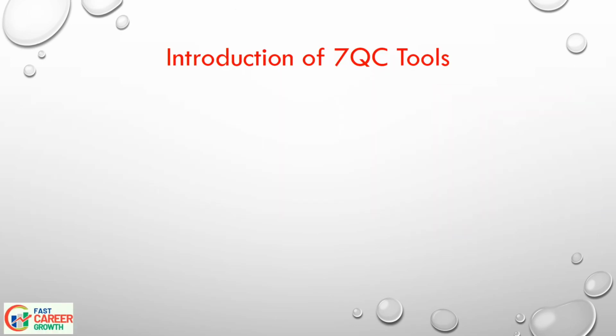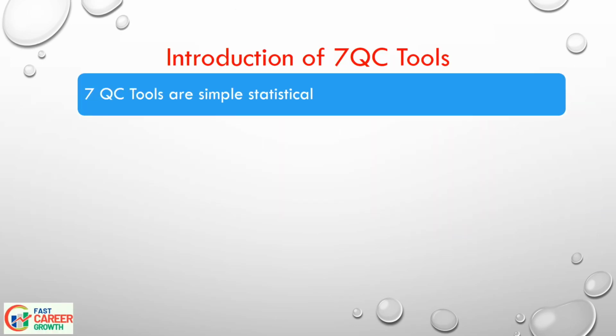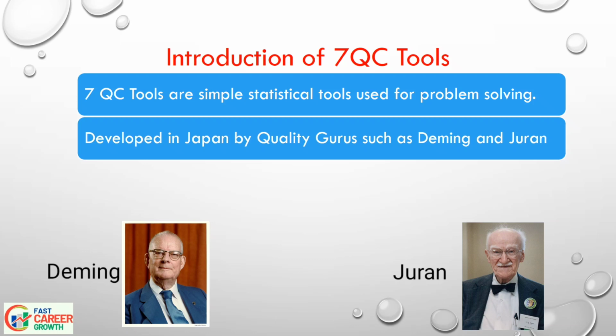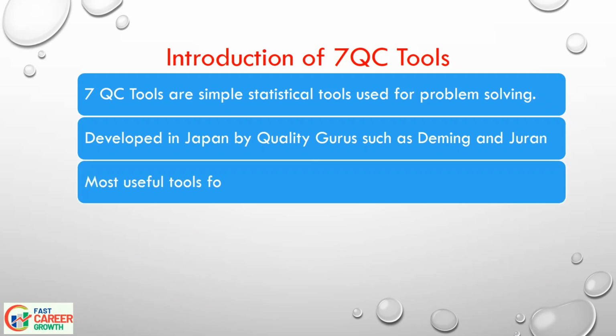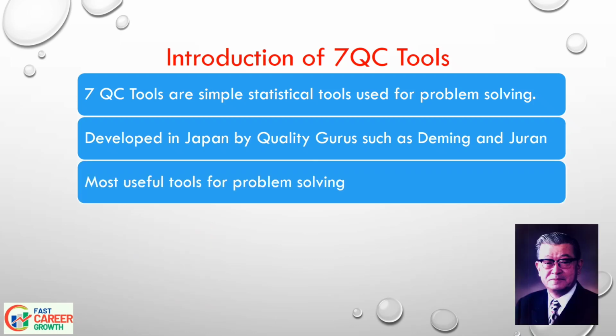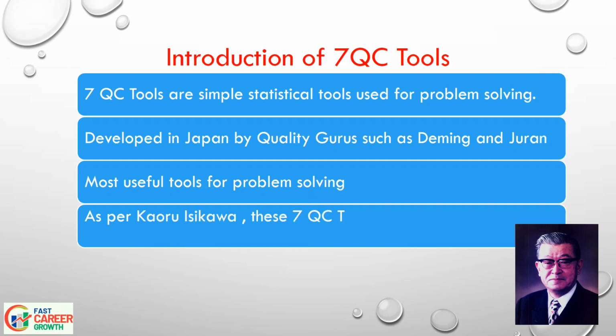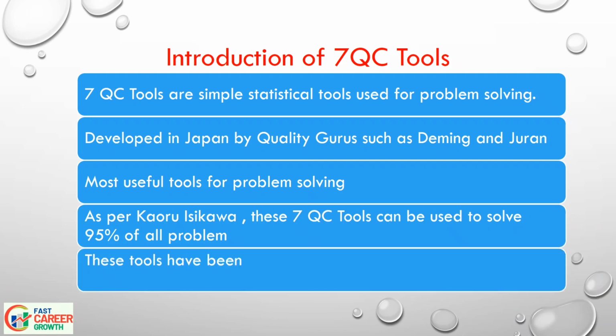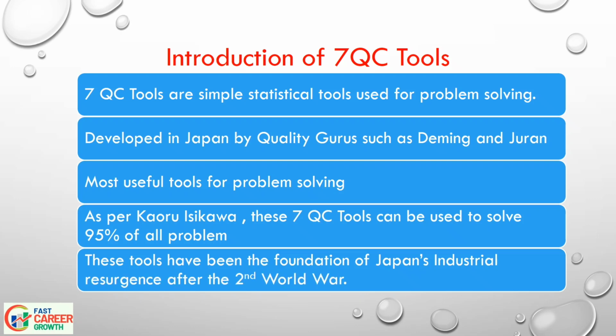Introduction of 7QC tools. 7QC tools are simple statistical tools used for problem solving. Developed in Japan by quality gurus such as Deming and Juran, they are the most useful tools for problem solving. As per Kaoru Ishikawa, these 7QC tools can be used to solve 95% of all problems. These tools have been the foundation of Japan's industrial resurgence after the Second World War.